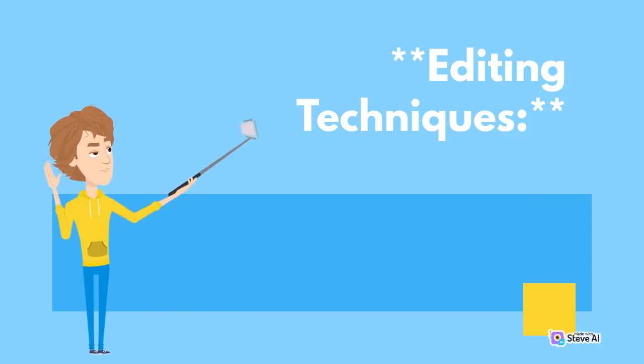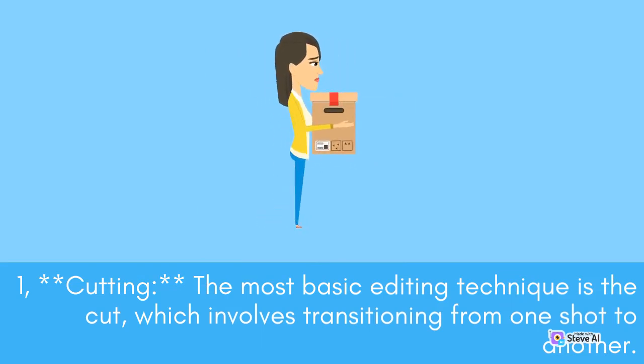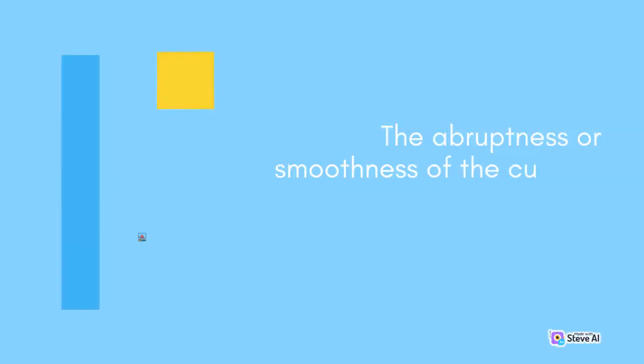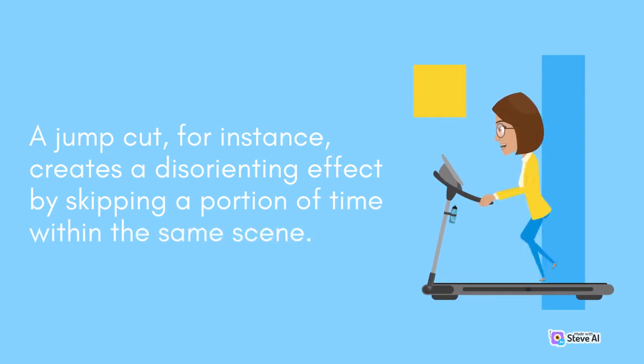Editing techniques. 1. Cutting. The most basic editing technique is the cut, which involves transitioning from one shot to another. The abruptness or smoothness of the cut can influence the viewer's emotional response. A jump cut, for instance, creates a disorienting effect by skipping a portion of time within the same scene.